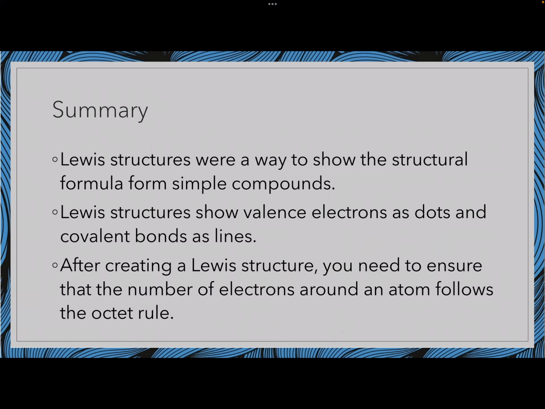Now, the summary for today. Lewis structures are a way to show the structural formula for simple compounds. Lewis structures show valence electrons as dots, and covalent bonds as lines or pairs of dots. And after creating a Lewis structure, you need to ensure that the number of electrons around an atom follows the octet rule.